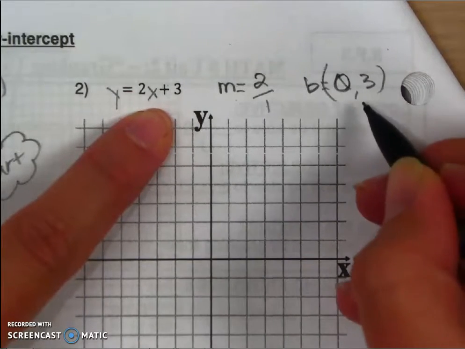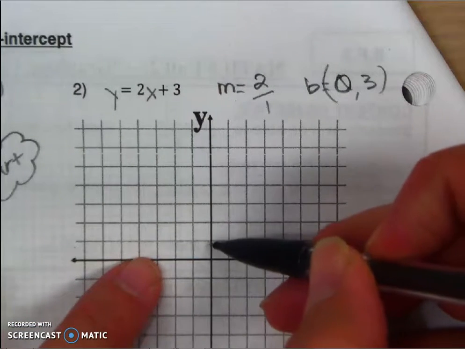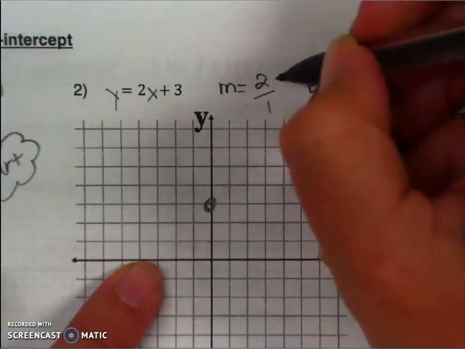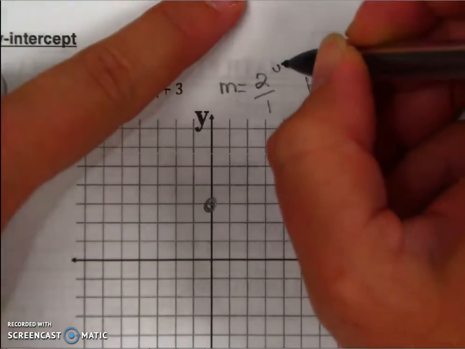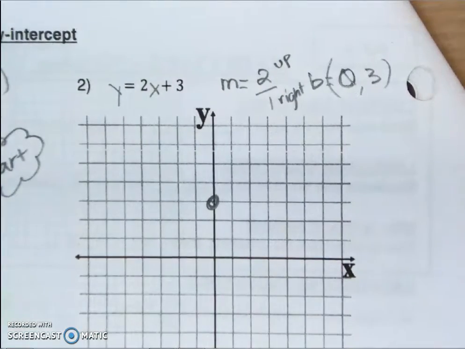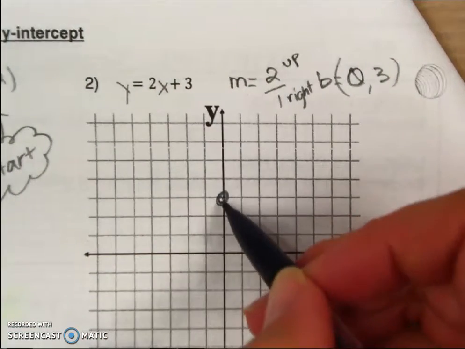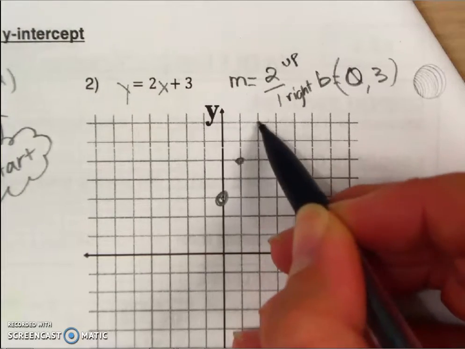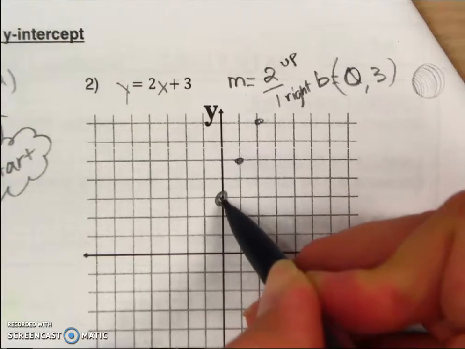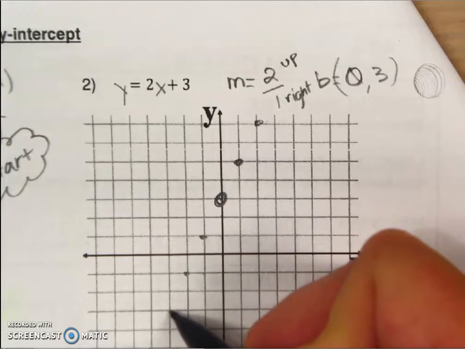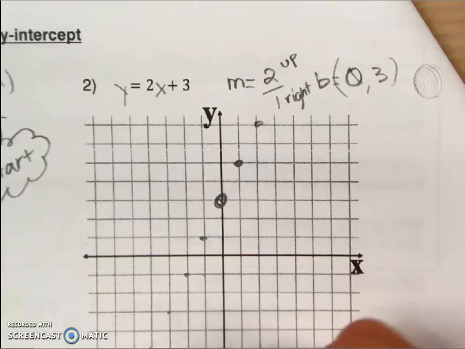Remember, we start there. 0, positive 3. So there's our starting point. And then we use our slope. Because that's positive, we're going to go 2 up, 1 right. Remember the positive directions. So that means we go up 1, 2, right 1. Or we could do the opposite of that, down 1, 2, left 1, and still get points that are on the same line. And I could just keep going and going and going.